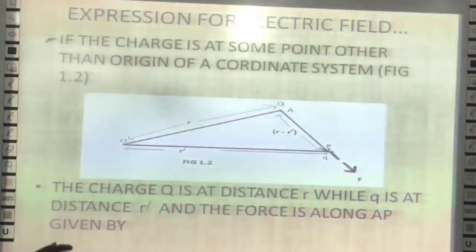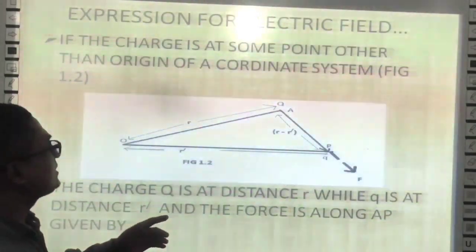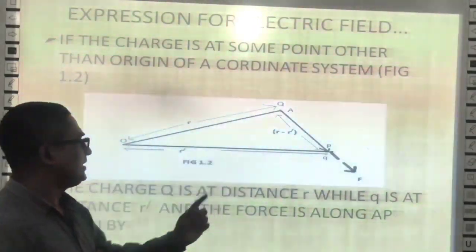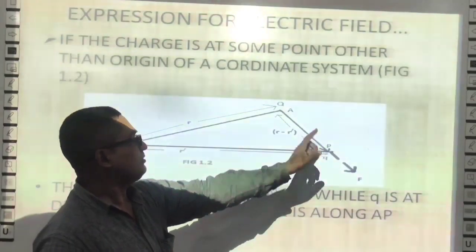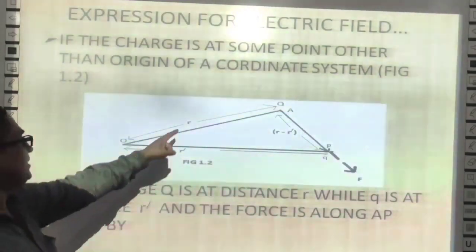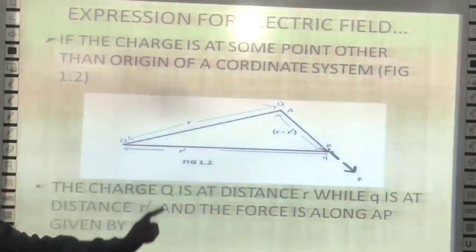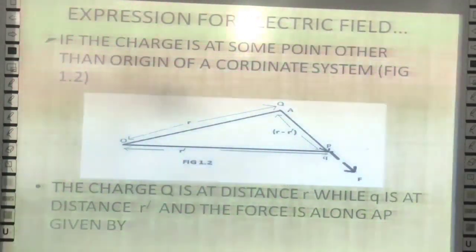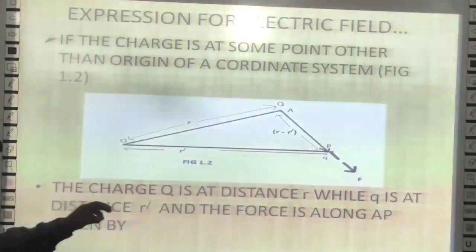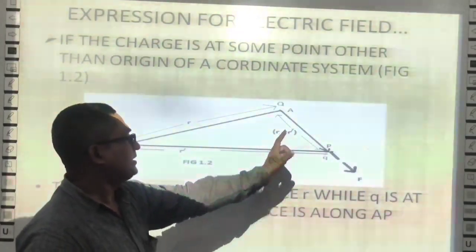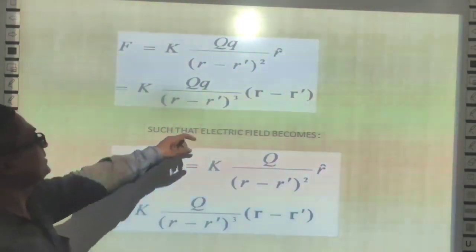Next, if the original charge capital Q, whose electric field we are calculating, is not at the origin but is somewhere at a point A, say, and that unit positive charge is at point P. In that case, we take diagram 1.2, and we see that small r is the position vector of capital Q, and r dash is that of small q. They have varying distances, capital R and capital R dash. Small r and small r dash are in vector form, and the distance between A and P is r minus r dash. They are vectors.